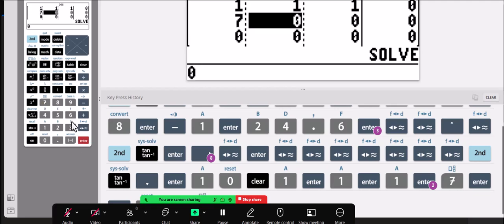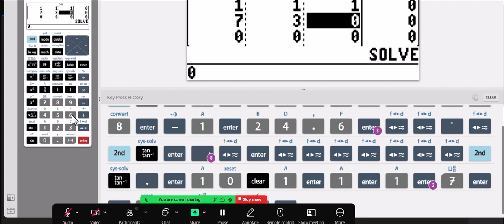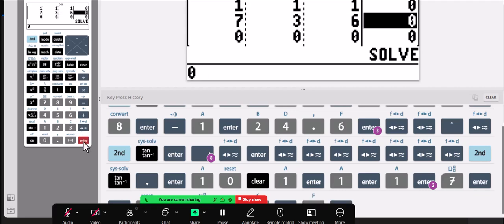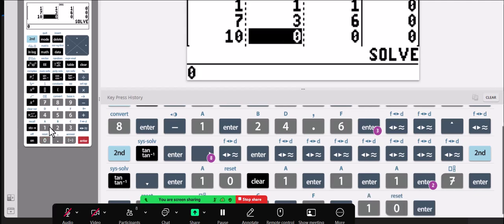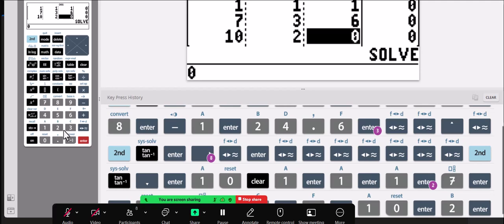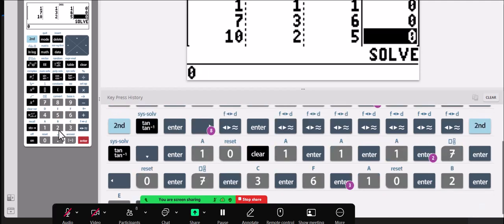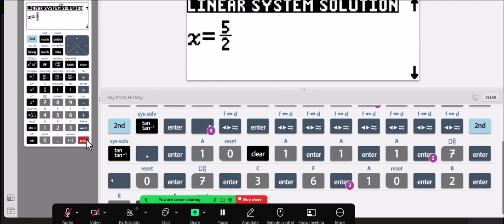7, 3, 6, and 0. And the last one was 10, 2, 5, and 10. Yep. So A is 5 halves, B is 5 sixths, and C is negative 10 thirds.